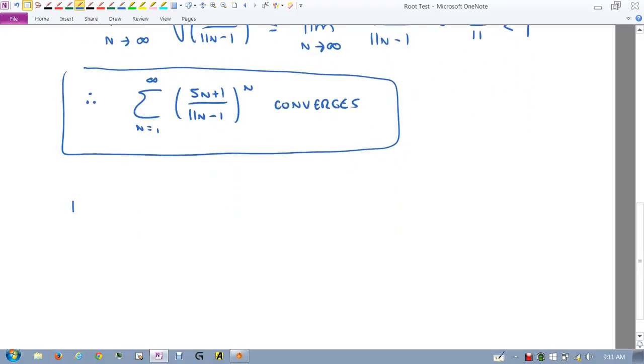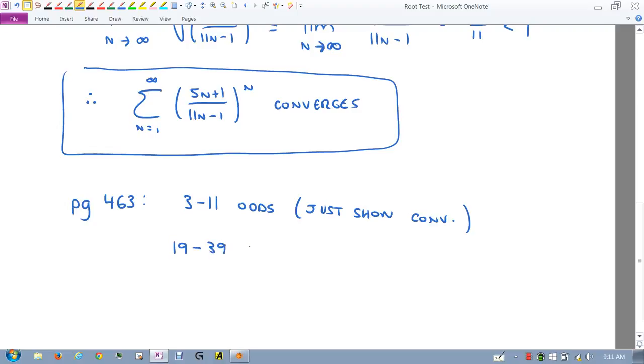All right, with that, off of page 463, 3 through 11 odds, just show convergence. Then 19 through 39 odds. Just double check that, 463.